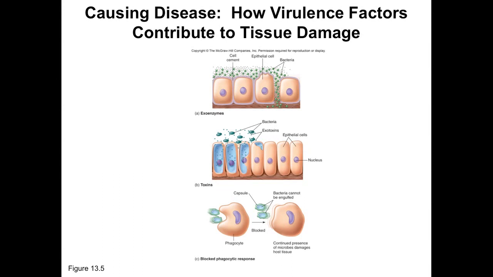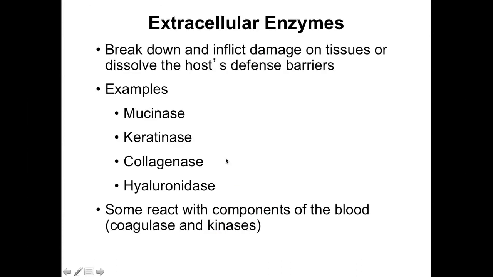So how do they cause disease? Use your virulence factors to break down tissues. By breaking down tissues, more nutrients are released and you get more goodies. Exoenzymes are a good example of this. This is where your bacteria release enzymes that degrade things like plasma membranes or cell walls, and this allows the bacteria to kill the cell and take up its nutrients. Toxins just shut the cell down. Once the cell shuts down, it releases its goodies. And then you can also block phagocytic responses.